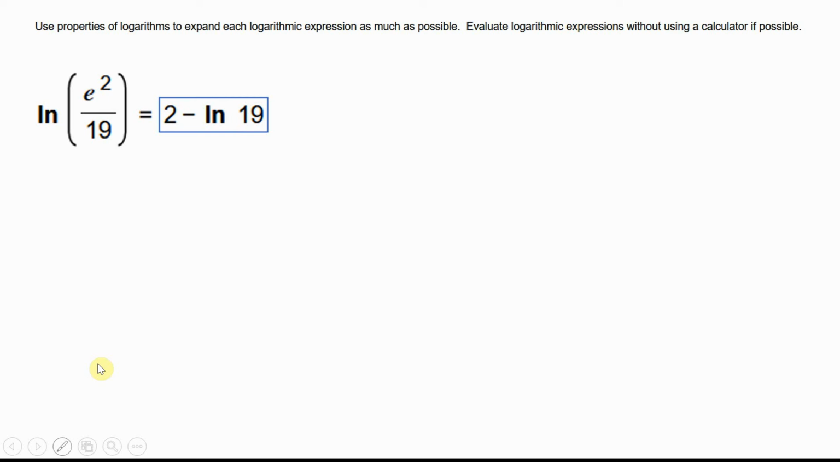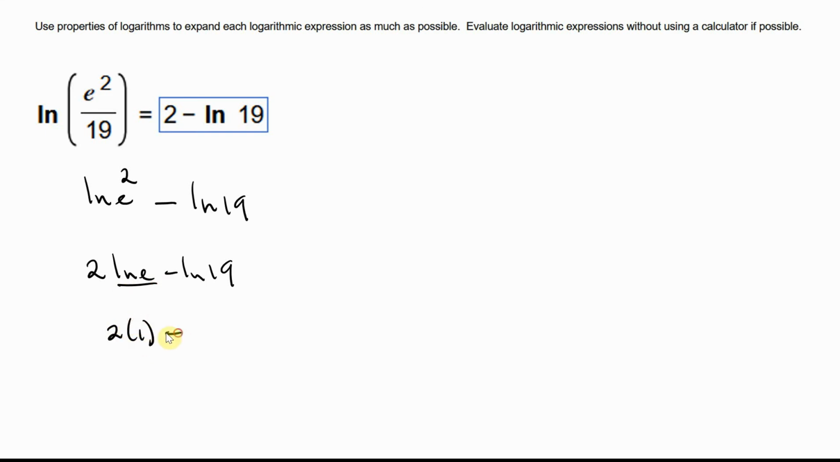All right. This is another expansion. So this is the natural log of e to the second minus the natural log of 19. And you can write the power as the multiplier. And you remember the natural log of e, well, that's just 1. So we have 2 times 1 minus the natural log of 19. So you get just 2 minus the natural log of 19.